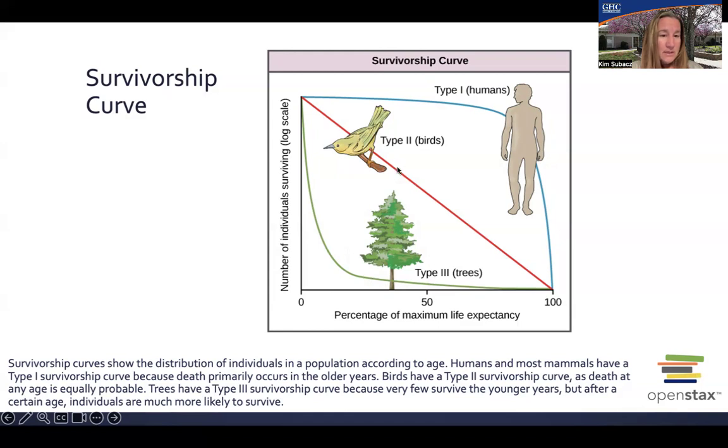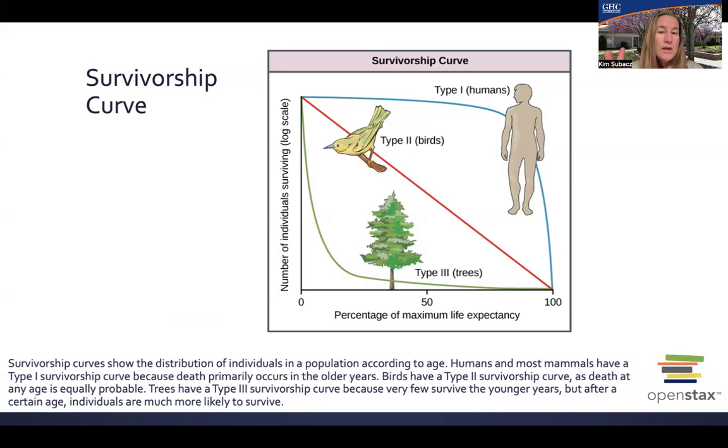But the beginning stages of life for type 3 species are really rough. And then in the middle, you can see type 2. A type 2 example is birds. Birds don't have great odds no matter the timeline. Whether they're nestlings versus teenagers versus adults, it's still about a 50-50 shot for a type 2 species. You've got a 50-50 shot of making it to the next year every year.